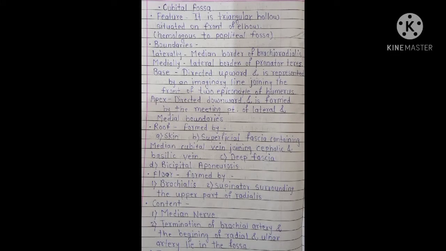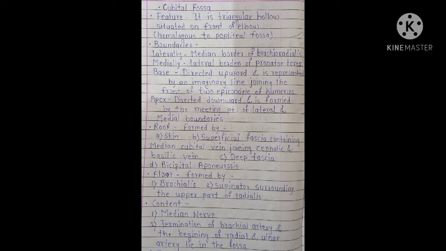Today is another video on anatomy, and today we are going to learn about the remaining part of the arm, that is the cubital fossa of the anterior compartment of the arm and the posterior compartment itself. So let's start with the cubital fossa.